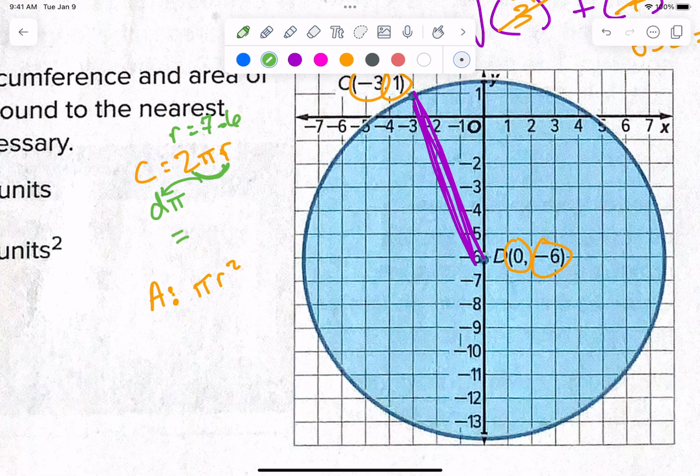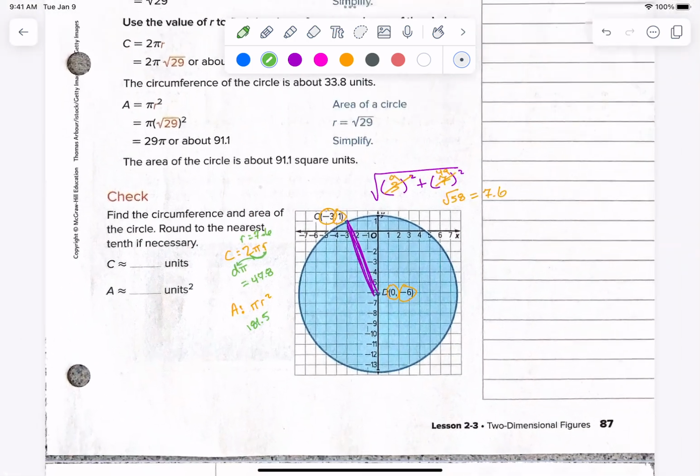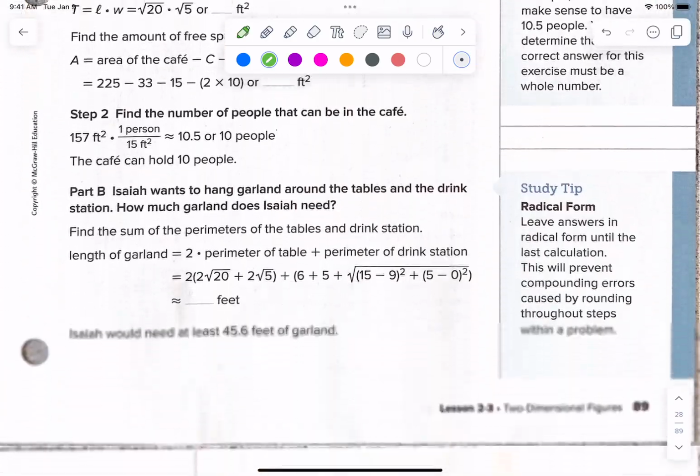I got 47.8. Yep. And I got 181.5. Cool? Good? Okay? Can you do that problem by yourself, start to finish, with the distance formula and everything? Sure hope so.